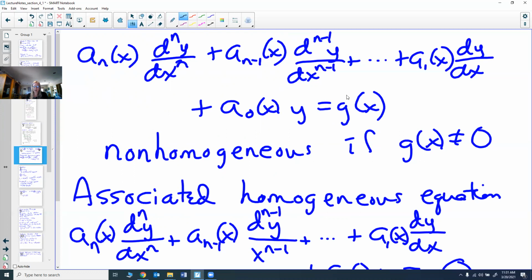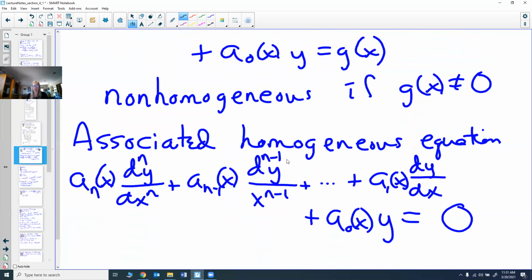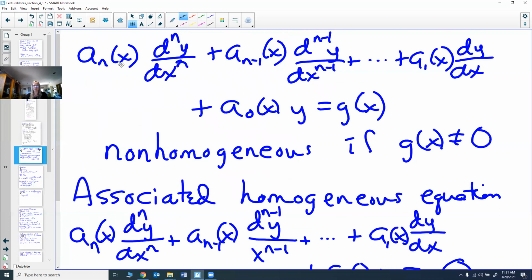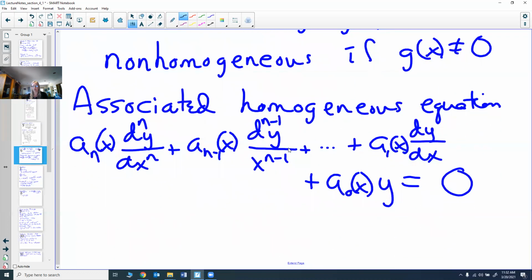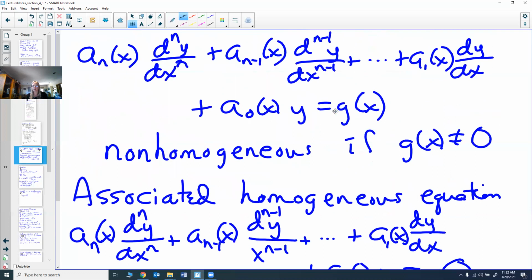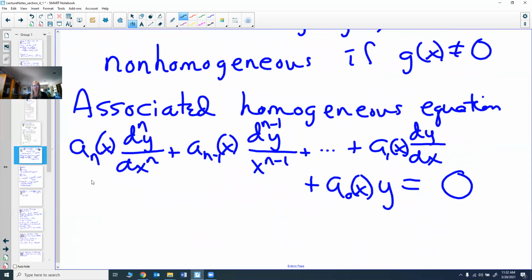And we can actually let the g of x equal 0, and then we call it an associated homogeneous equation. And the reason we can say that is because the whole left-hand side is exactly the same no matter what the g of x is. If we let the g of x be 0, we call it the associated homogeneous equation. Any different equation that has this same left-hand side equal to some g of x are all associated. This one is called associated homogeneous because it equals 0.